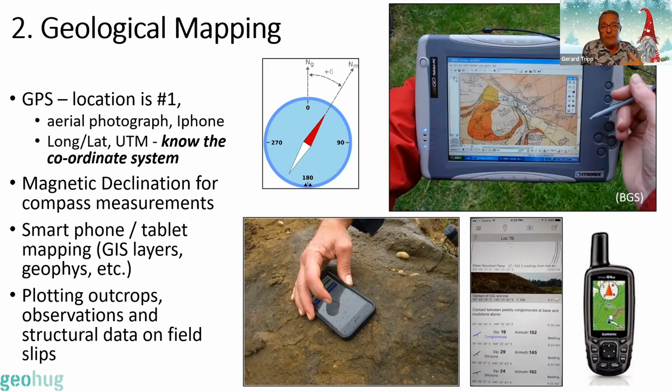and they're waterproof, and you can go out and get all your mapping down. The data is immediately digital, and you've got your GIS layers, your geophysics, your drill hole database. The whole thing is there right on the spot as you're trying to determine what's going on with a particular outcrop, and that's a great thing.